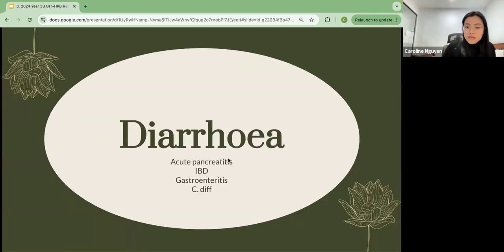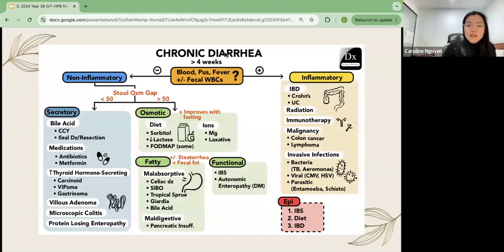Diarrhea. We've done this. So now we'll talk about these two. No, we've done this as well. So we'll just talk about IBD. Chronic diarrhea could either be non-inflammatory or inflammatory.